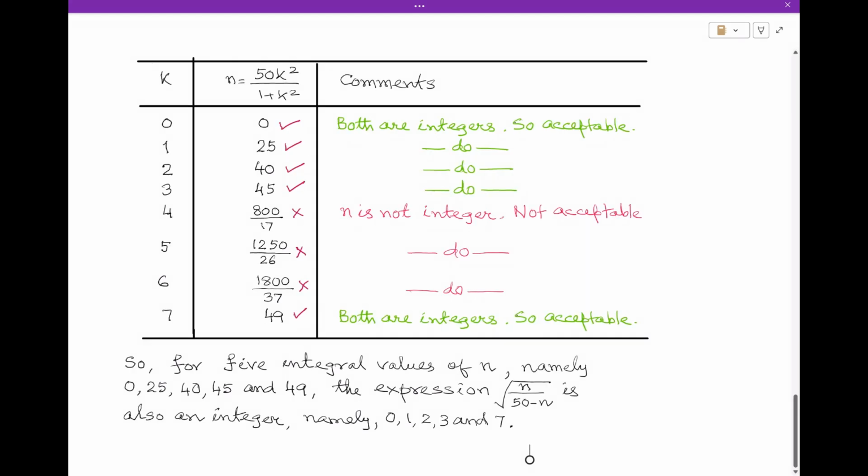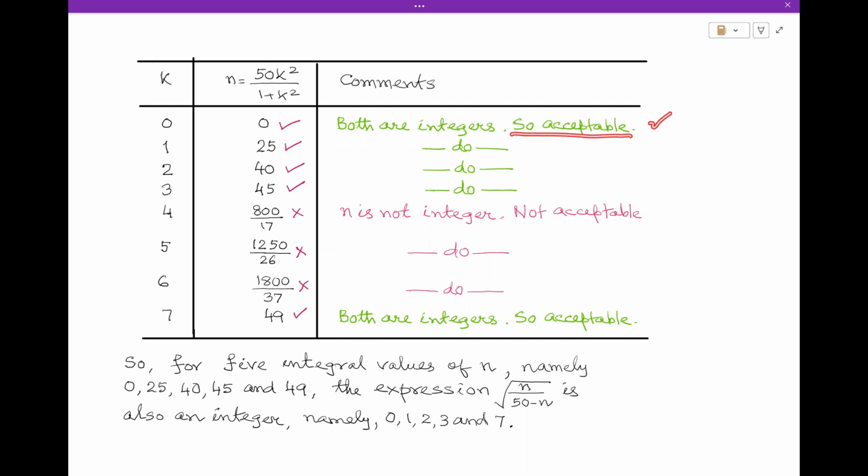Now in this table, we have written the different values of k starting from 0 going up to 7, and then the corresponding values of n, which is equal to 50k square divided by 1 plus k square, are also tabulated. And finally, we have written the comments whether these values are acceptable or not. We have already found that for k equal to 0, n is also 0. Since both values are integers, that is acceptable.